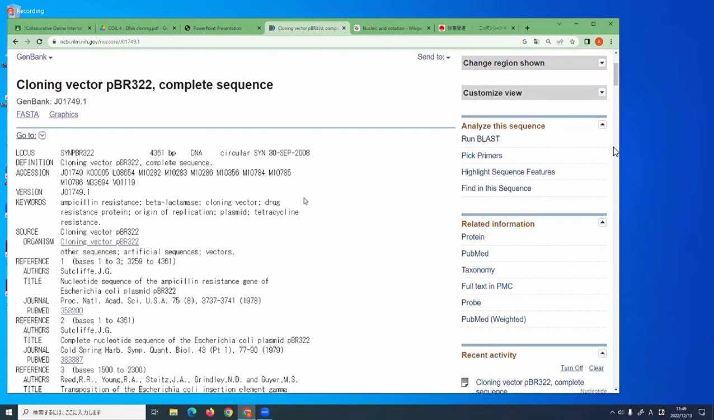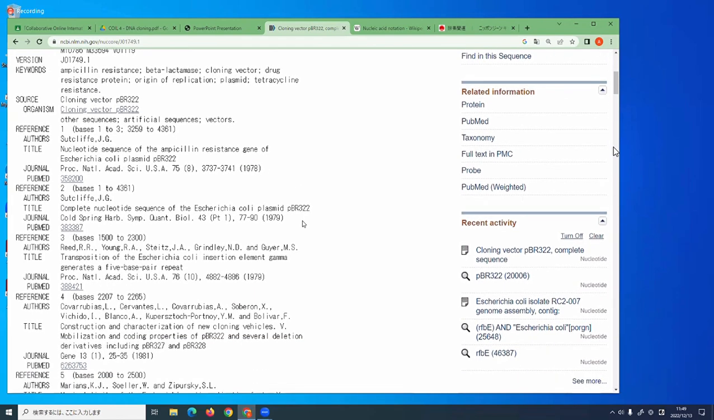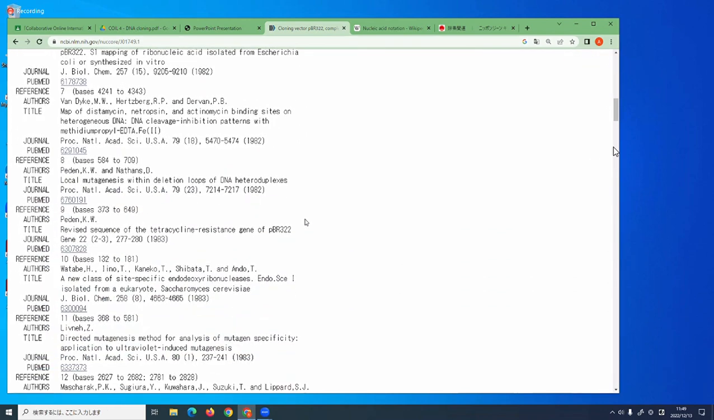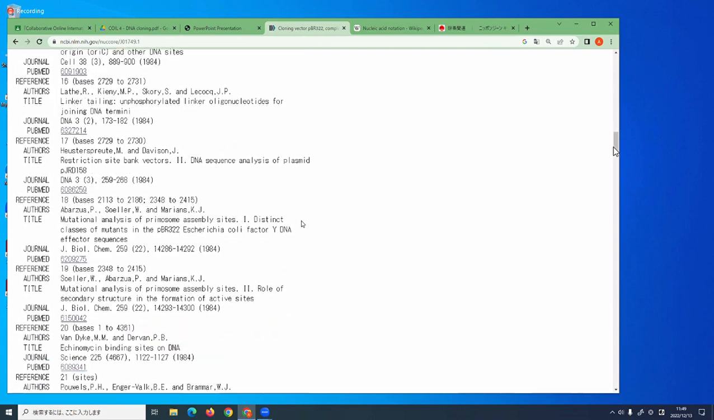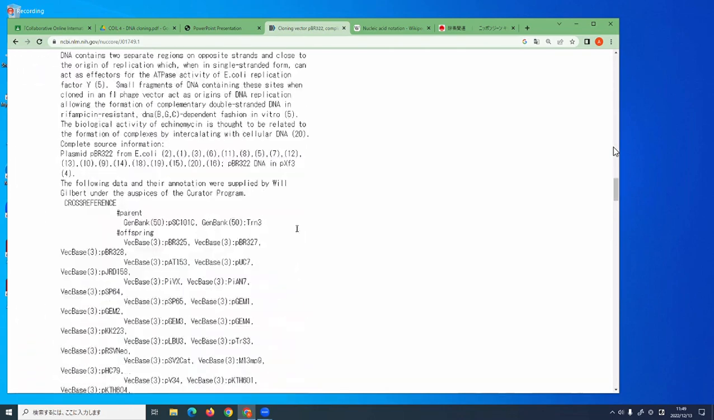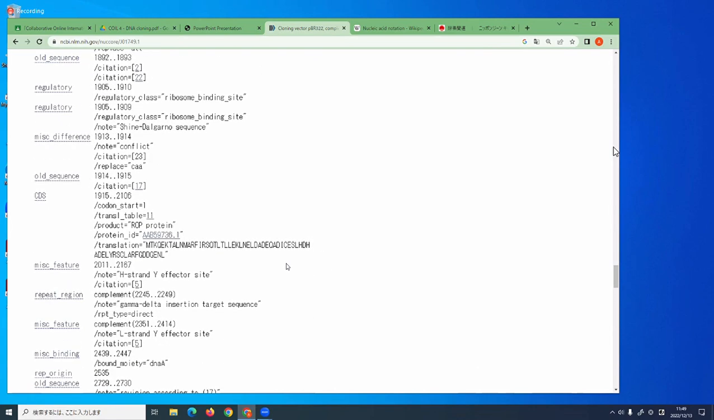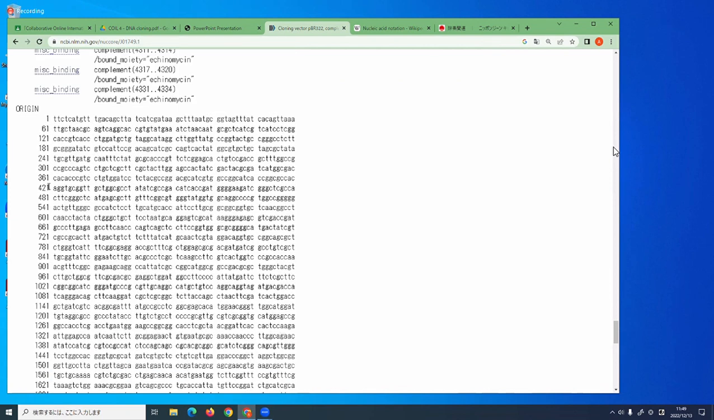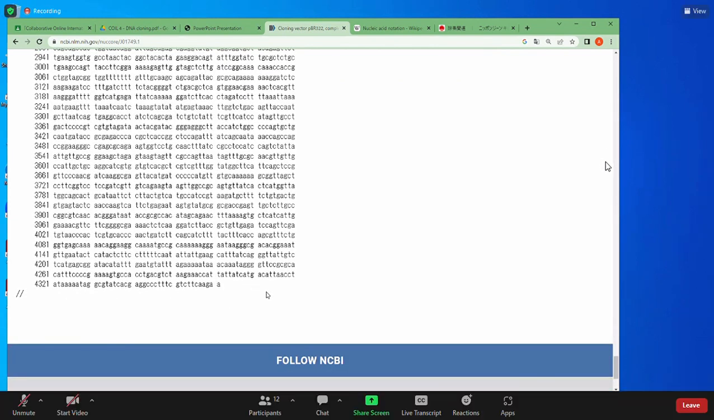It was registered first in 1978, right? So that was a long time ago. And a lot of papers have been written, and I think this plasmid has helped us understand a lot about how to do cloning in E. coli. If you scroll down, of course, you can see the sequence over here starts from number 1 to number 4361, if I was not mistaken.